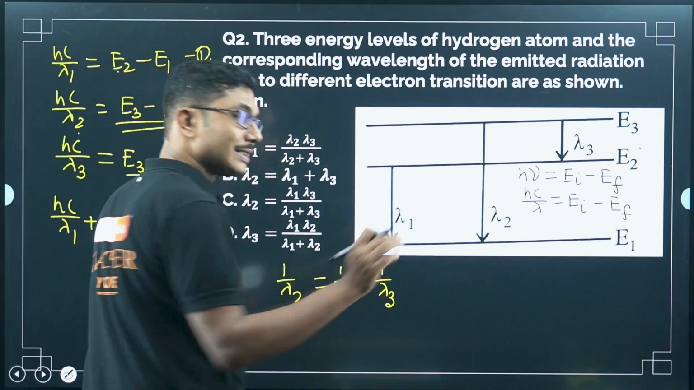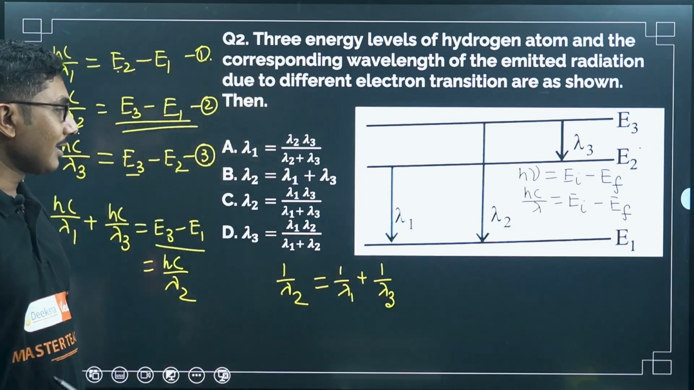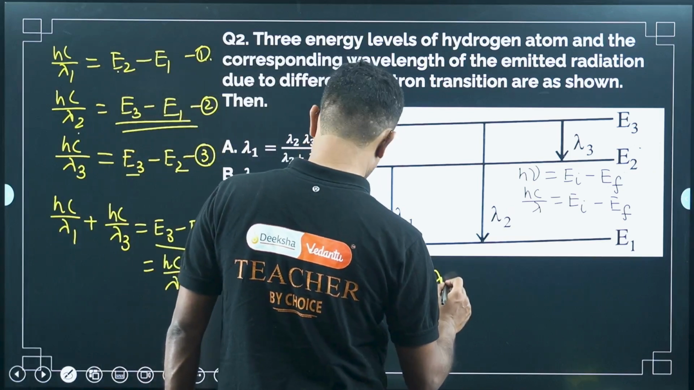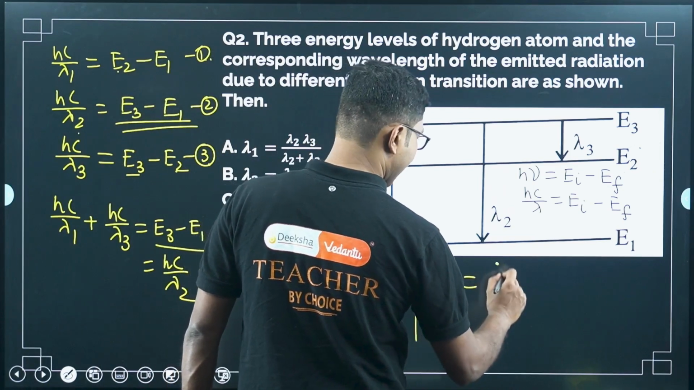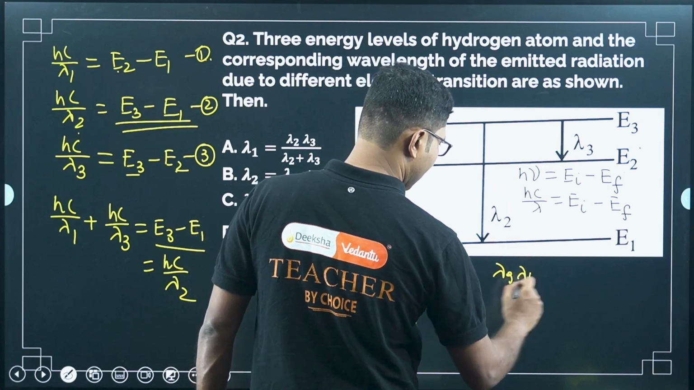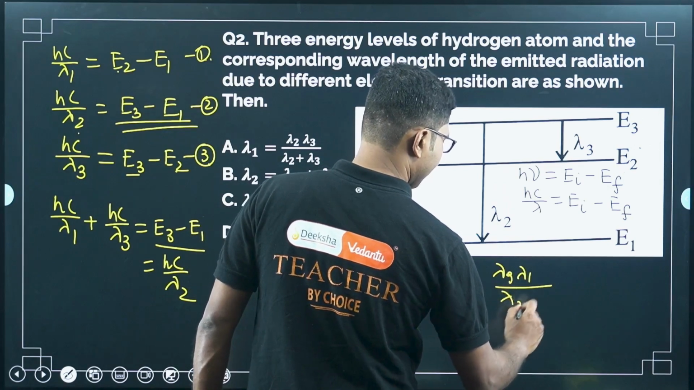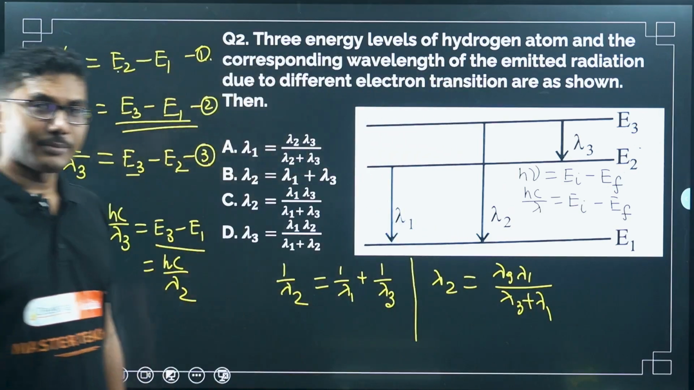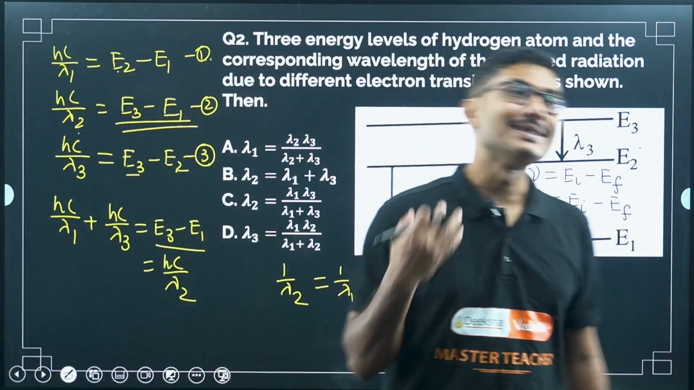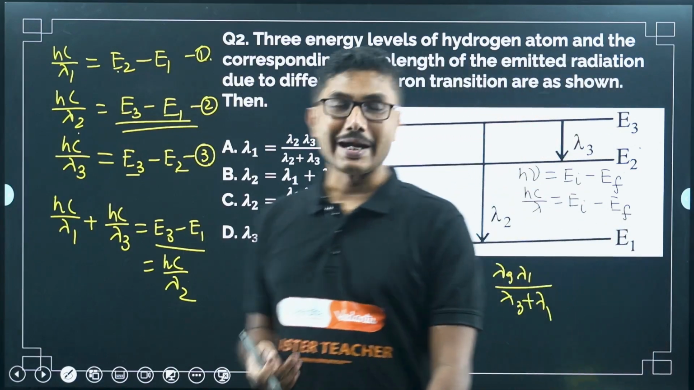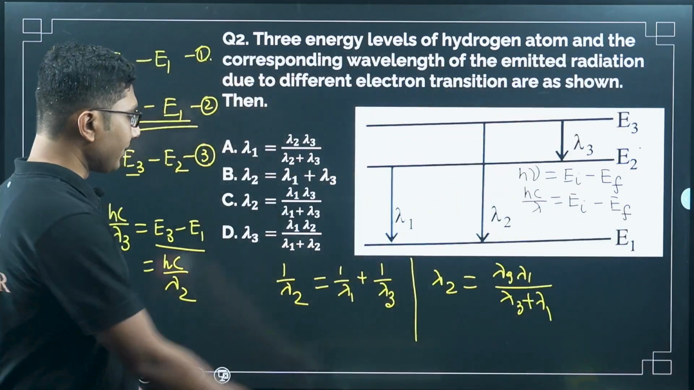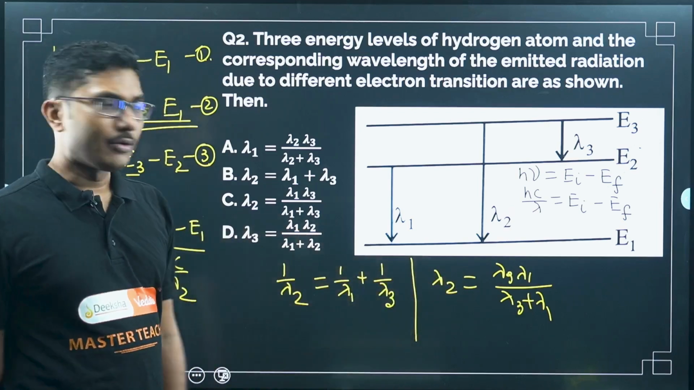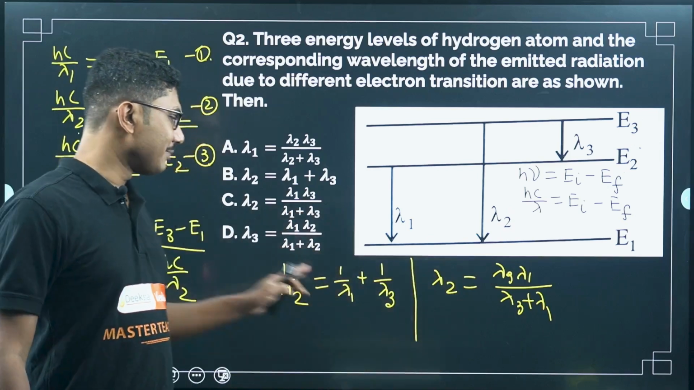Now this is basically the parallel combination of resistances. I can write this in a single line. λ2 is equal to λ3 λ1 by λ3 plus λ1. If you remember the logic of parallel combination of resistances or series combination of capacitors, you can write this in one line, or you can simplify this and write it as usual.